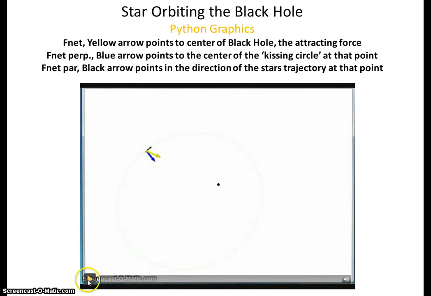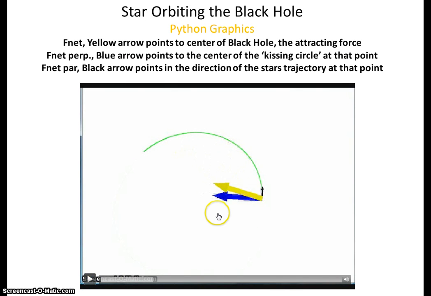Here's a graphic that Python generated. You can see there that F net perpendicular was almost the same size and on top of F net, and F net parallel points away, showing that the star is slowing down here. F net here, the yellow, points towards the black hole mass.